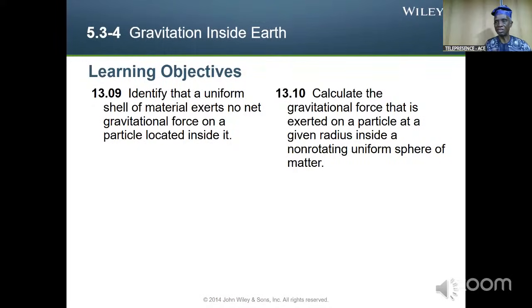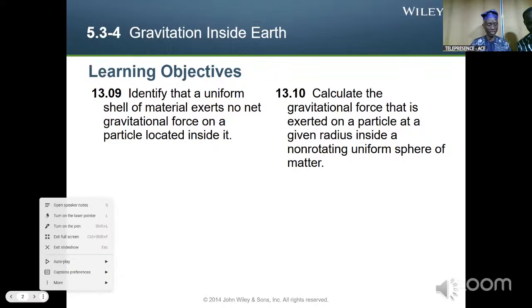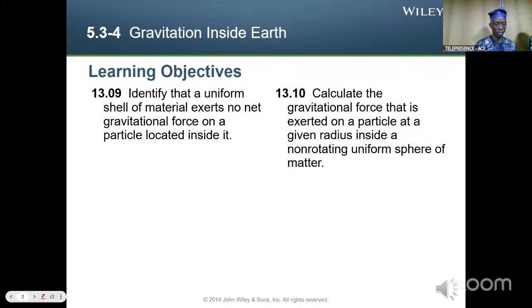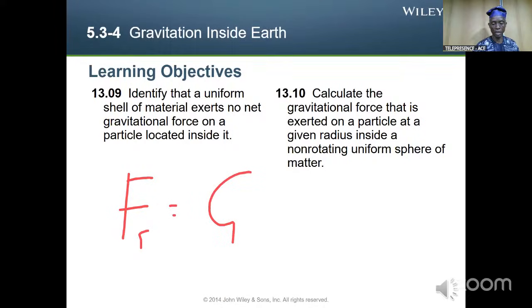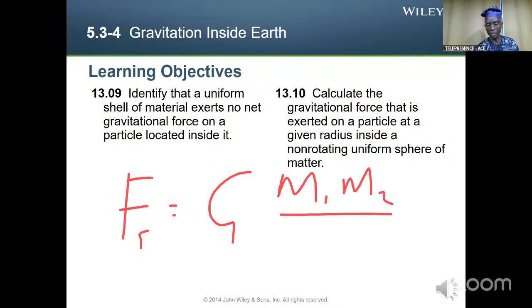The basic thing is straightforward. The force is G, which is a very, very small constant, times the product of the two masses involved, over the square of the distance between 1 and 2. So that is all we were looking at yesterday.